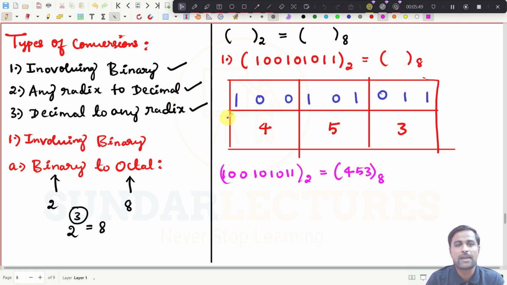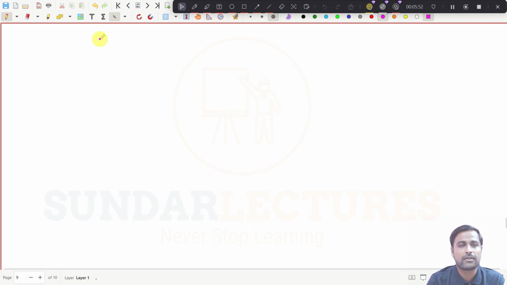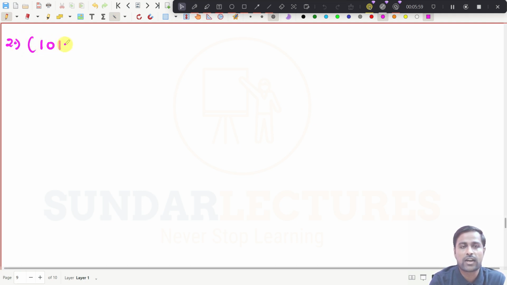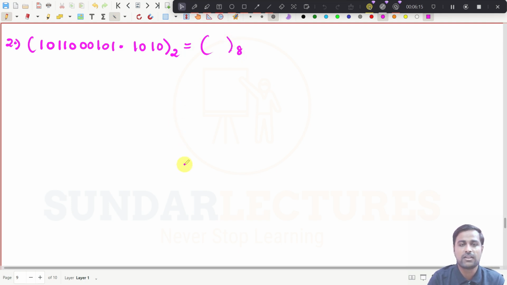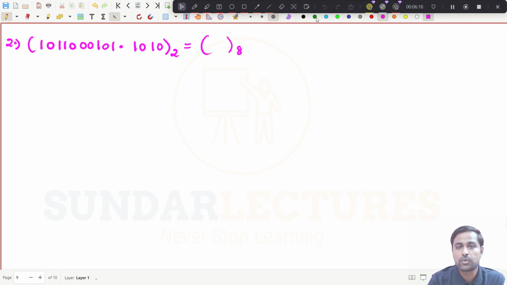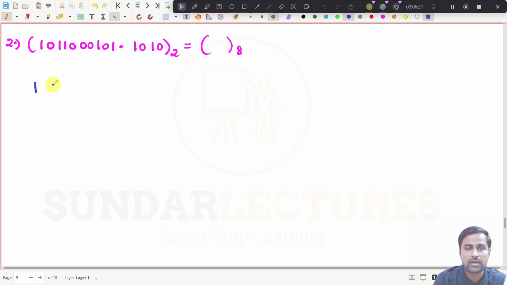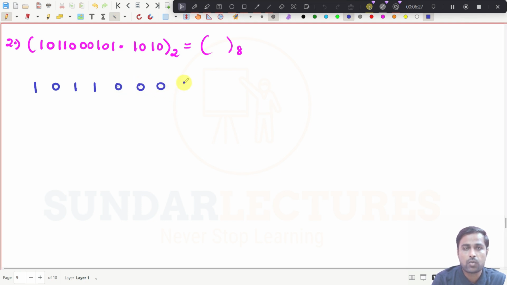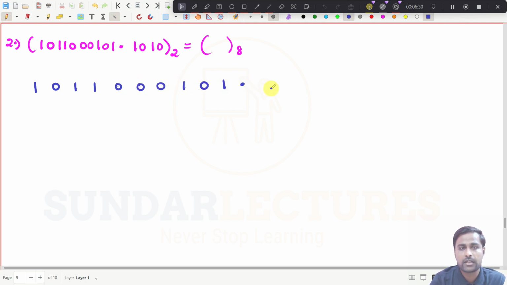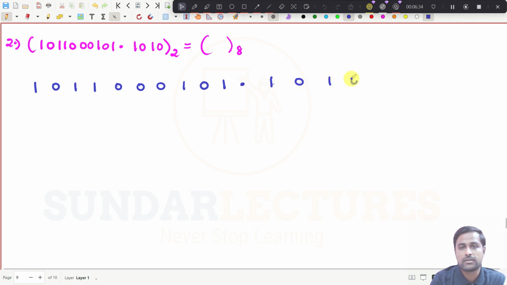For example, the second problem. If I have 1011000101.1010 at base 2, sorry, not base 8, base 2, what is the equivalent base 8 value for this one? Then what you do, you have to write all the values again, same like 1011000101.1010.